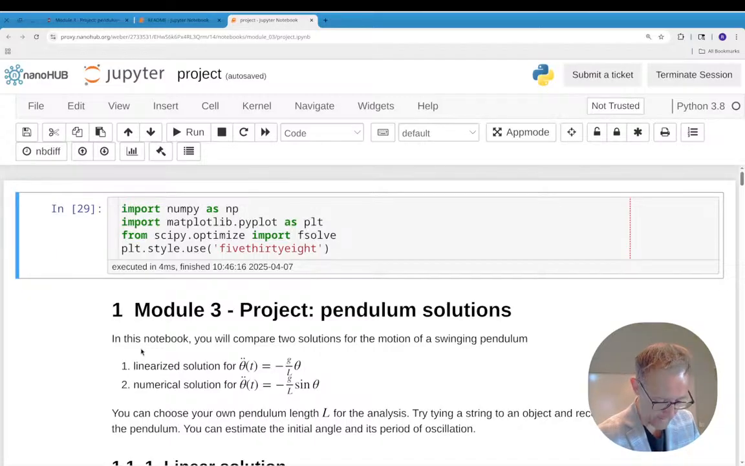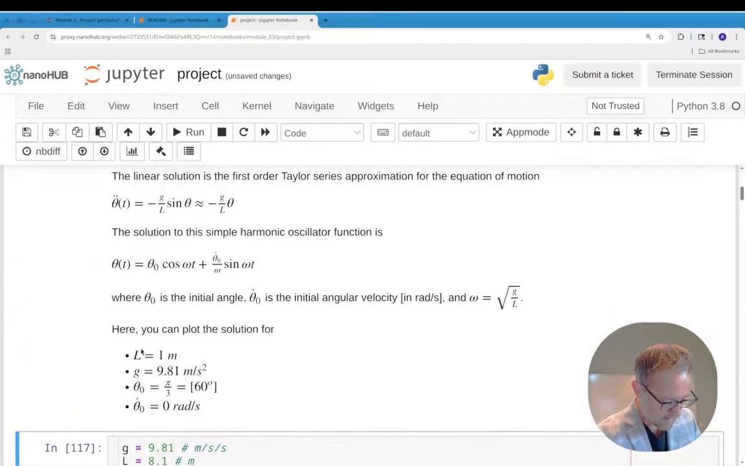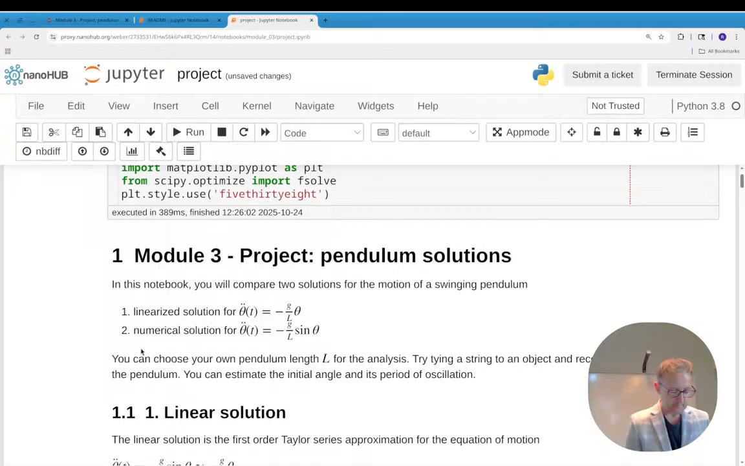All right, so let's take a look at the pendulum. At least for a simple pendulum, as in a point mass attached some distance away from its rotation, we have two options. We can either linearize it, or we can solve the exact negative g over L times sine theta equation. Which one gives us a more accurate answer? What do you think?